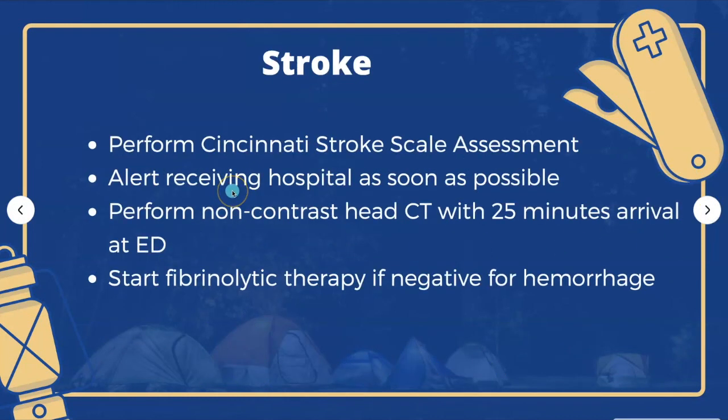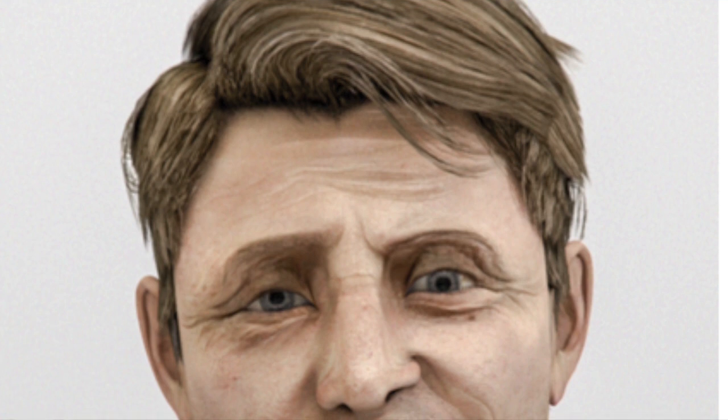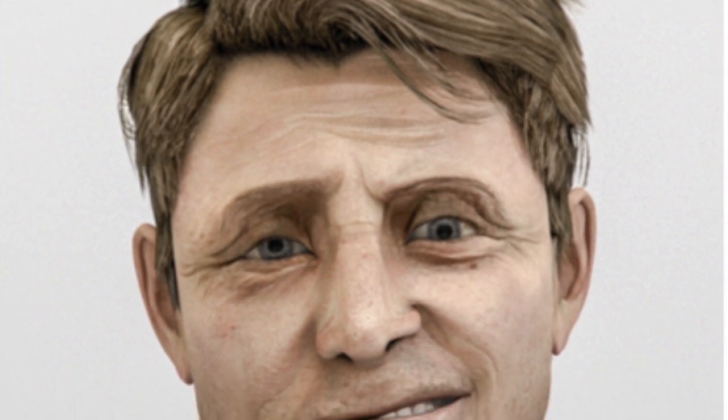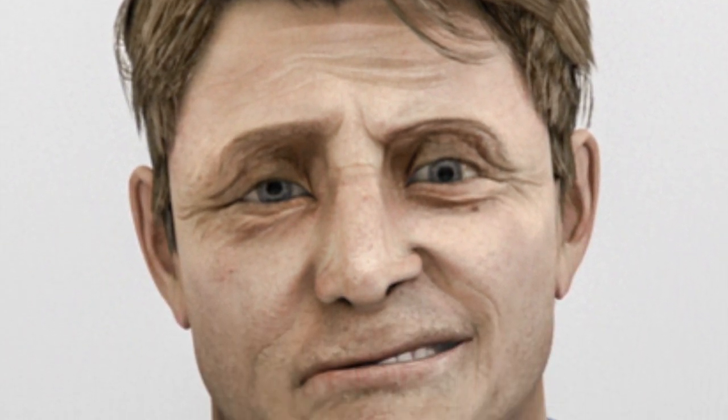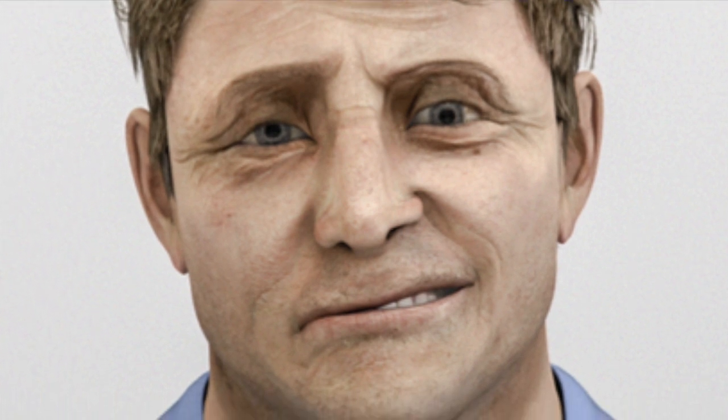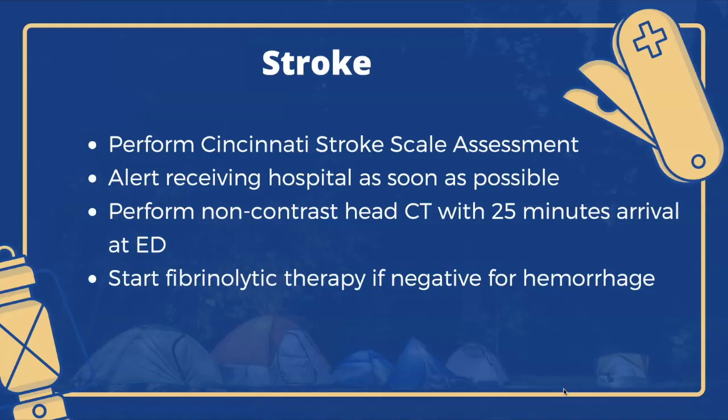Stroke, you're going to use the Cincinnati Stroke Scale assessment. The Cincinnati Prehospital Stroke Scale looks for signs of facial droop. You want to have the patient smile for you, have them show their teeth or smile. Normal is that both sides of the face move equally. Abnormal is that one side of the face does not move as well as the other side.